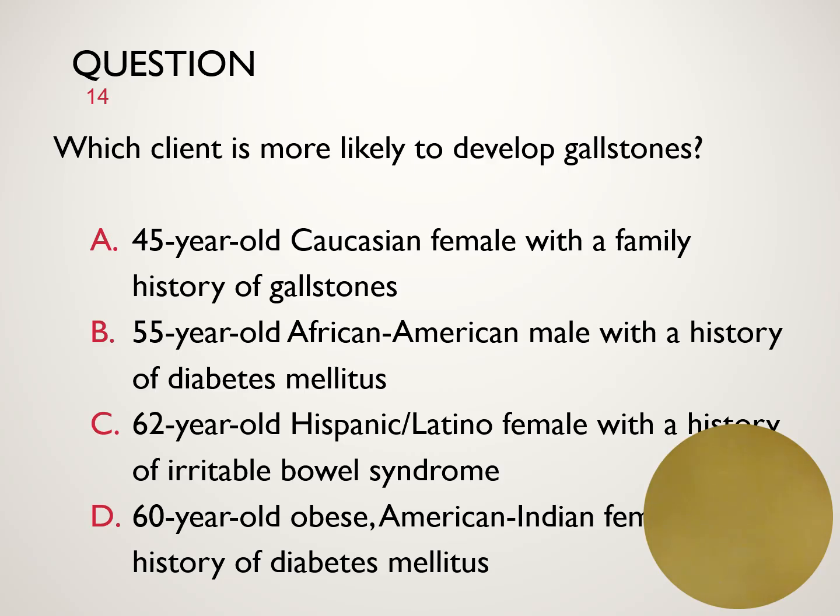Which client is more likely to develop gallstones? The 45-year-old Caucasian female with a family history of gallstones, the 55-year-old African American male with a history of diabetes mellitus, a 62-year-old Hispanic Latino female with a history of irritable bowel syndrome, or the 60-year-old obese American Indian female with a history of diabetes mellitus. The correct answer is actually D.